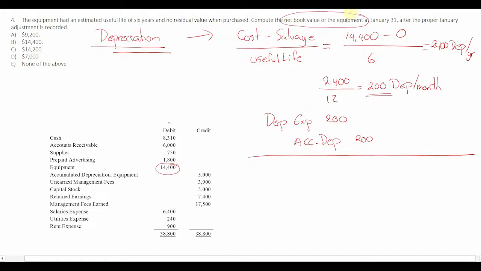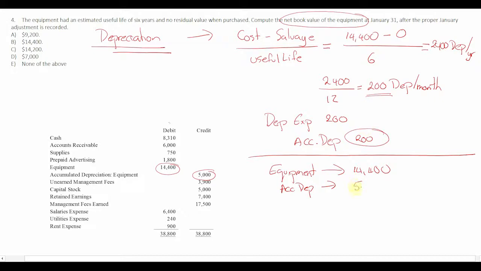And net book value is whatever the asset account is. So in this case, the asset is called equipment, less any associated accumulated depreciation. Well, it's sitting at $14,400, the machine. We already found that in our trial balance. And its associated accumulated depreciation, it says accumulated depreciation equipment, is sitting at $5,000. And we just added another $200 to it.